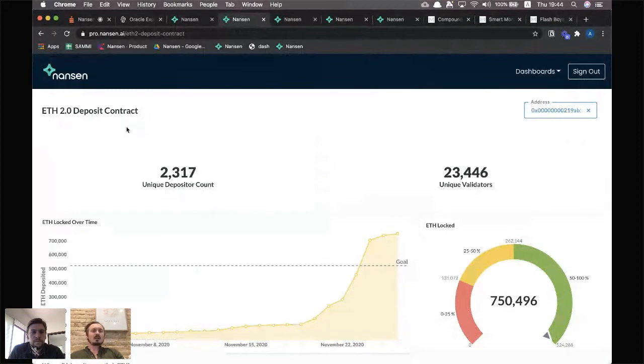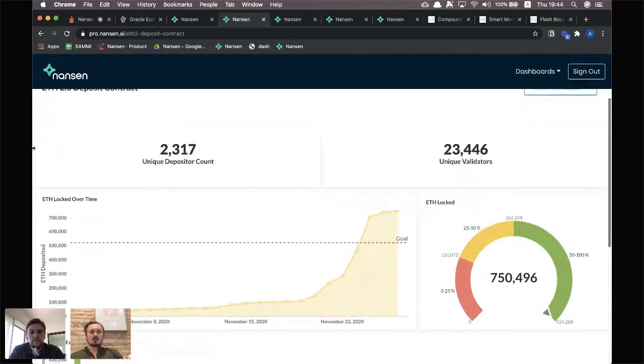But now one thing that people are interested in is, for example, who are the depositors into that contract, because they will ultimately be the validators on the new network. So you can see, for example, how many unique addresses have deposited ETH into the deposit contract. And it's above 2,000 now, which is cool. And that translates to more than 23,000 unique validators on Ethereum 2.0. So effectively one slot of 32 Ether equals one validator.